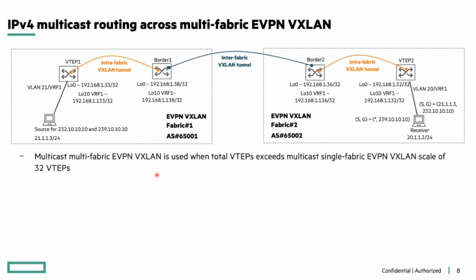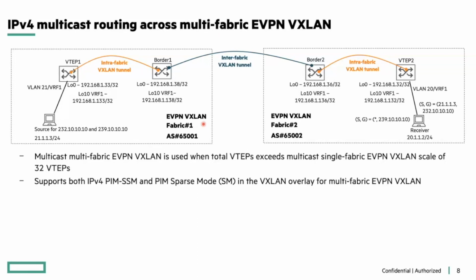And when would you want to use multi-fabric? It's when the total number of VTAPs exceeds the single fabric multicast EVPN scale, and that's 32 VTAPs in a fabric. If you need to scale beyond 32 VTAPs, that's when you need multi-fabric. You need a second fabric for the next 32 VTAPs.